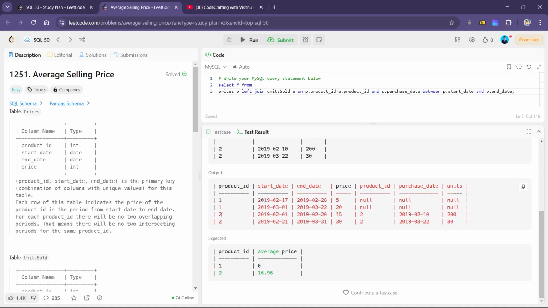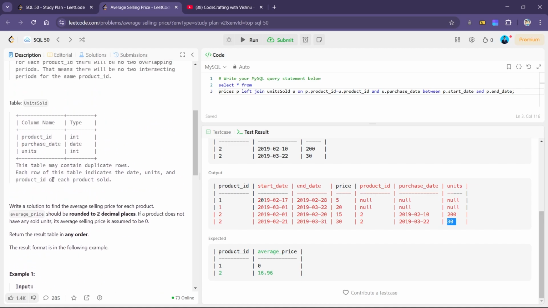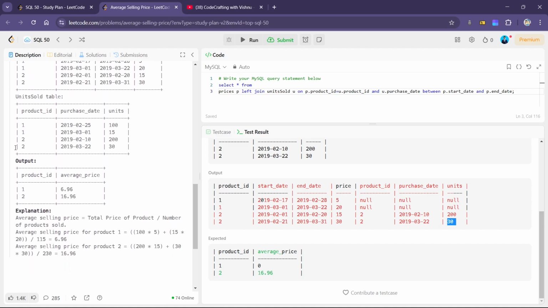Okay, so this was the product 2. It was purchased on 2019-02-10, which lies between these dates, and between these dates the price of the product 2 was 15. Okay, and 200 units were sold. Then the same product 2 has a price of 30 between these dates, and the product ID is again the same, and it is purchased on this date which lies between these two dates, that is start and end date, and 30 units were sold.